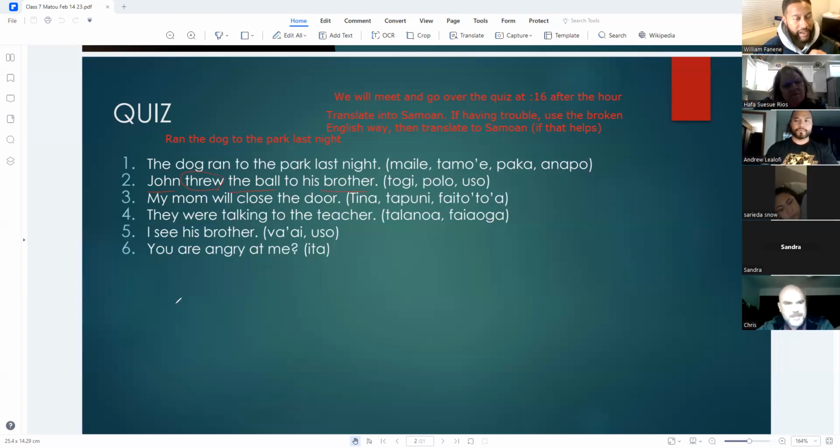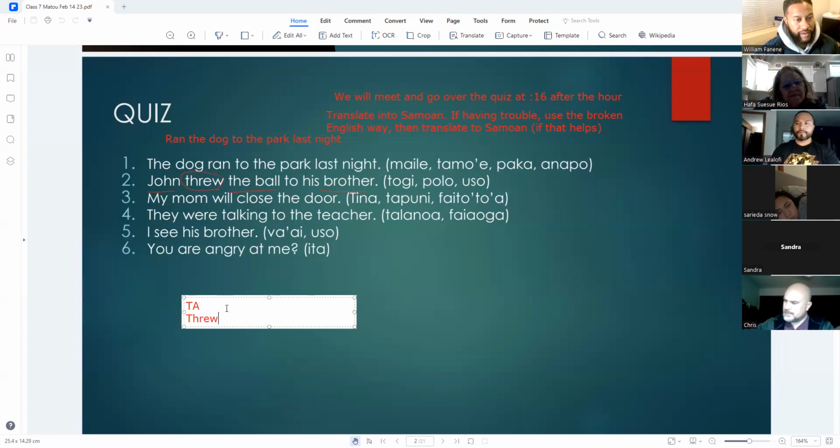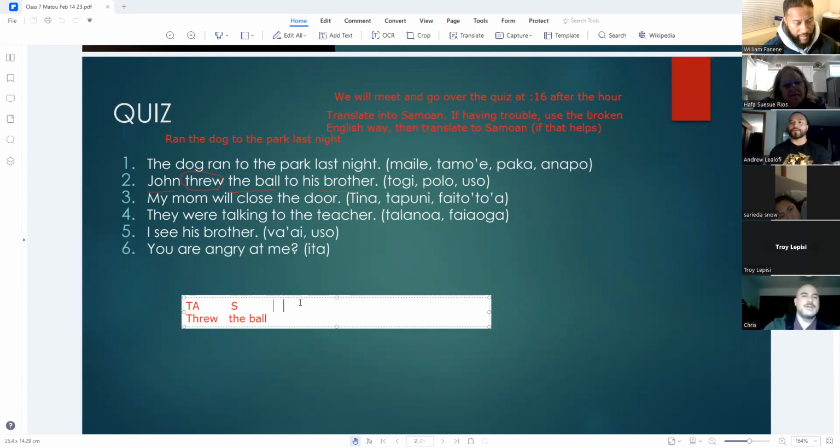So our tense action is "through". Okay, so we have tense action, this is going to be "through". And then you also said the ball, right? So that's one subject, and then we have the ball. What's our other subject? His brother. Okay, so that is a subject.